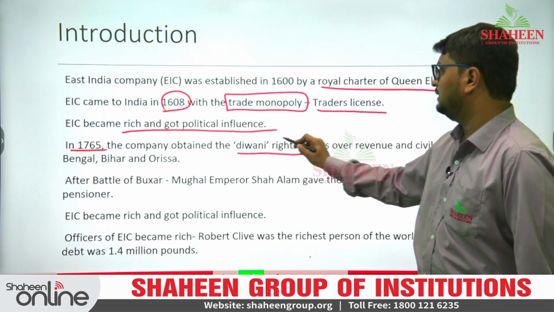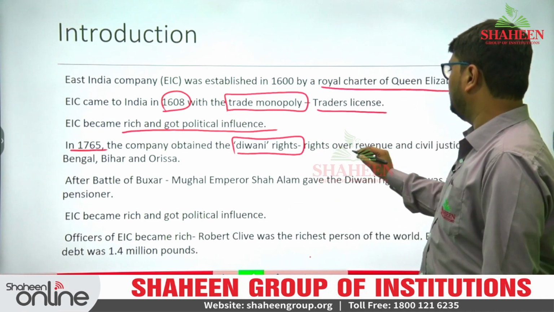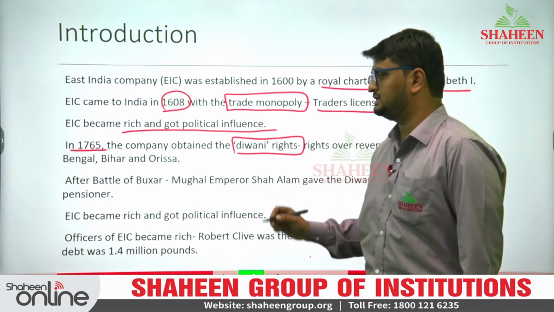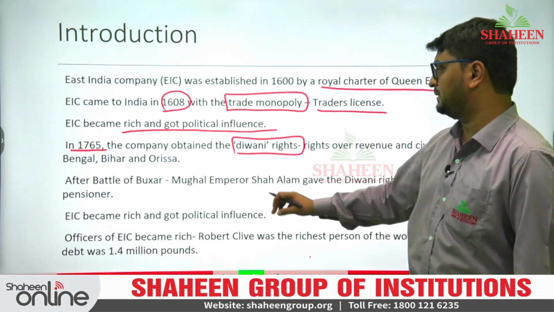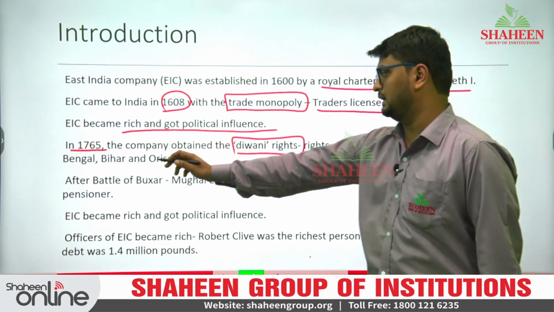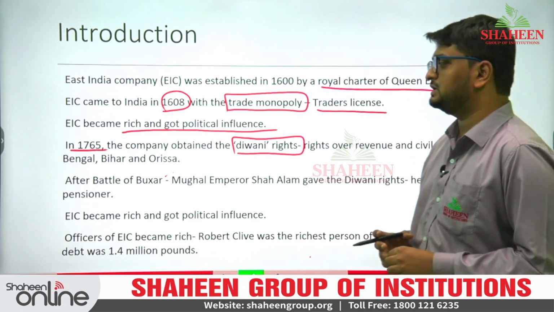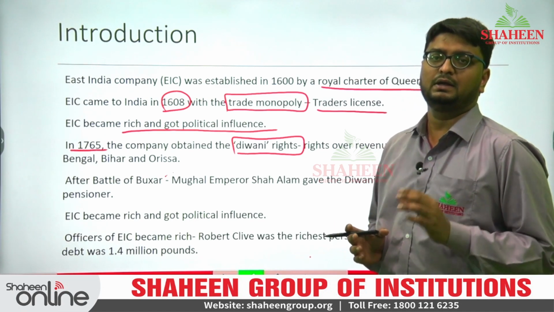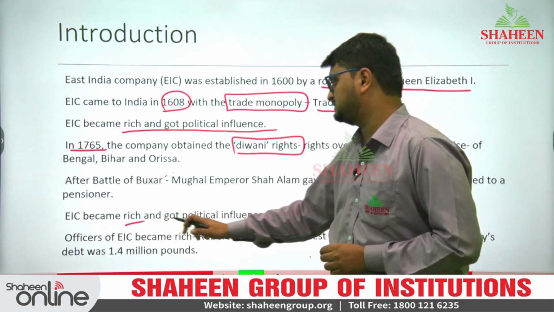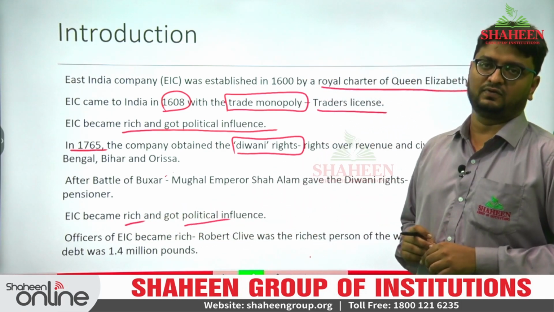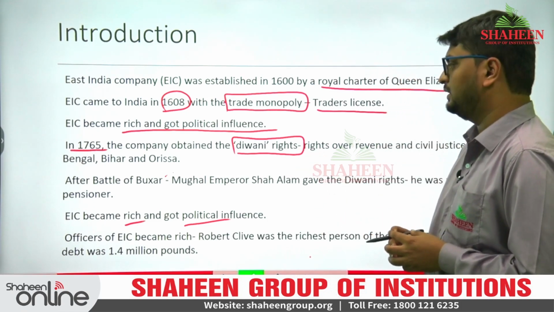After winning the battle of Buxar, they got rights over revenue and civil justice, which is Diwani rights. Diwani rights were given to them by the Mughal Emperor Shah Alam in the areas of Bengal, Bihar and Orissa, and it made them politically so strong. Now the East India Company is no more just a business company. It has become rich and also got political influence. This is Diwani rights, collecting of taxes.